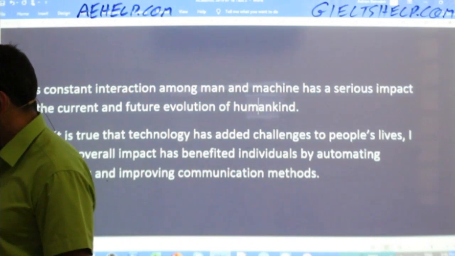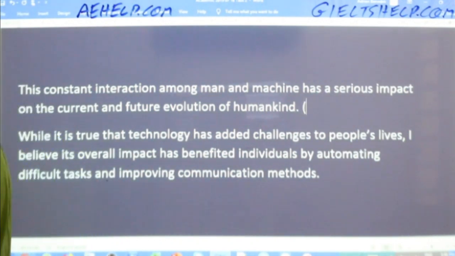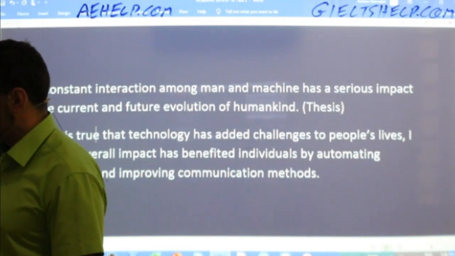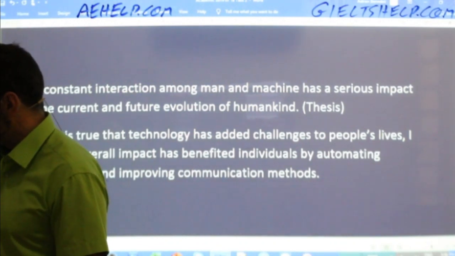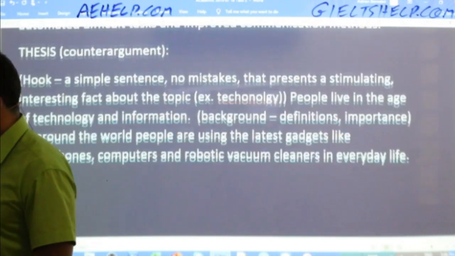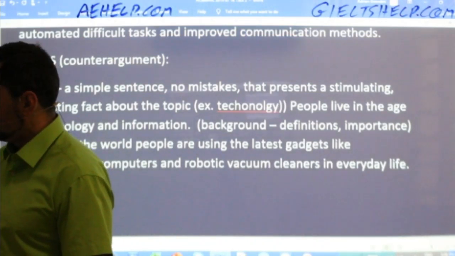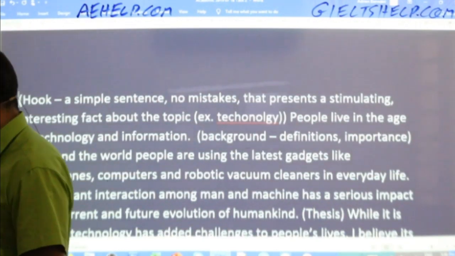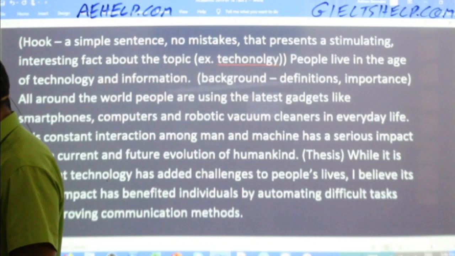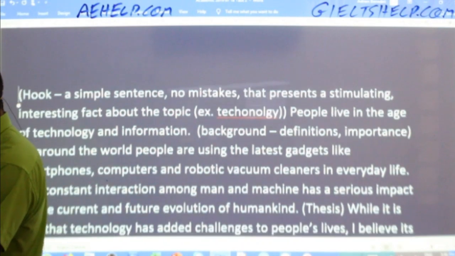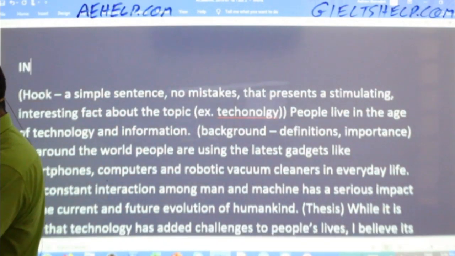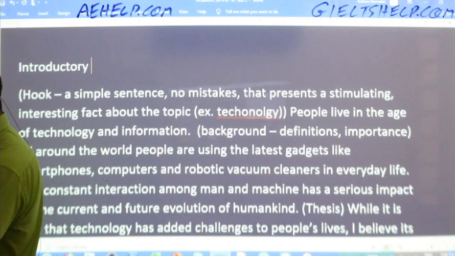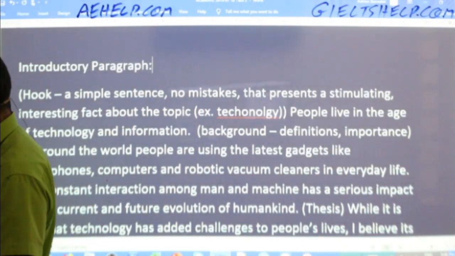All right. So, here's mine. And again, I'm using what I planned to come up with this. And now I have my full introductory paragraph. Okay, so this is my introduction for this essay, reaching for, of course, a band 9 score in the exam. All right.